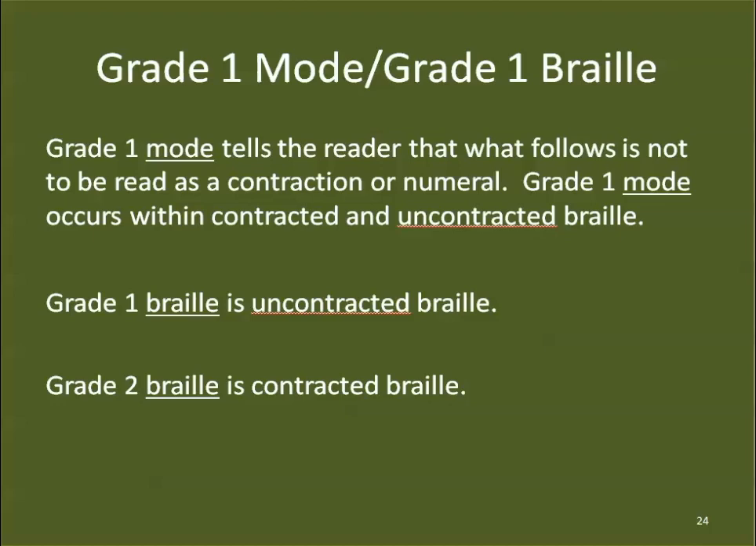And again, what grade 1 mode means is that what comes next is not to be read as a contraction or numeral. Grade 1 mode does not mean uncontracted Braille. It means that what follows is not a contraction or a numeral. So grade 1 Braille, though, is uncontracted Braille. Grade 2 Braille is contracted Braille. Again, grade 1 mode occurs within grade 1 or grade 2 Braille.